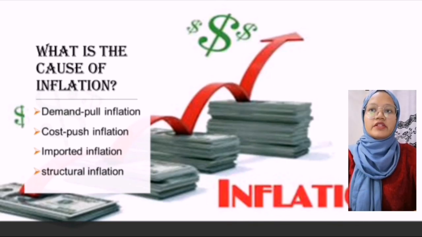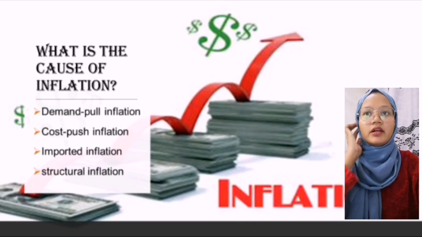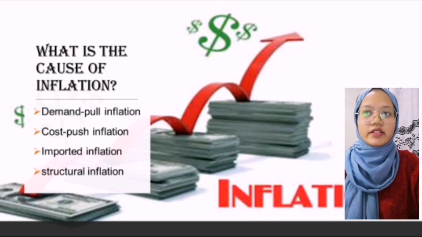The third cause of inflation is imported inflation. This is caused by the increase in the price of imported goods, which consist of finished goods, intermediate goods, and the raw materials in the production process. Producers will transfer part of the cost to consumers by increasing the selling price if the imported goods increase in price. The fourth cause is structural inflation.